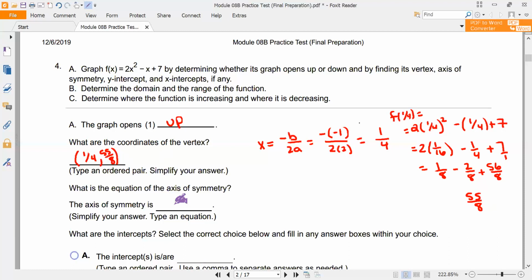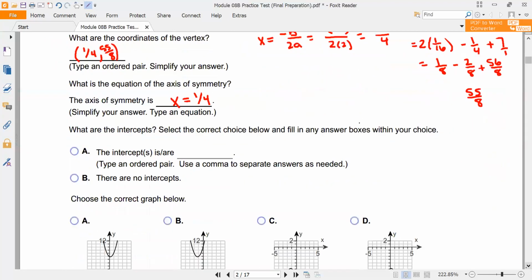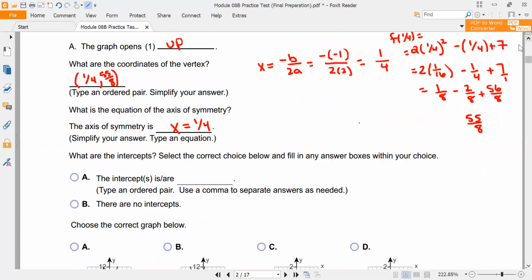The axis of symmetry is a vertical line, so x equals, and it goes through your vertex, so x equals 1/4. And it does say to type this as an equation, so if you put just 1/4, it's going to count it wrong. To find your intercepts, the y-intercept is very easy. It depends on which ones they're asking. It looks like we can write them all in one line together.